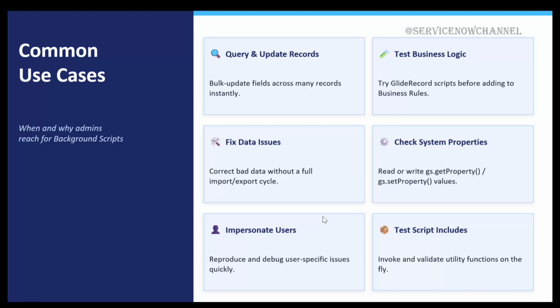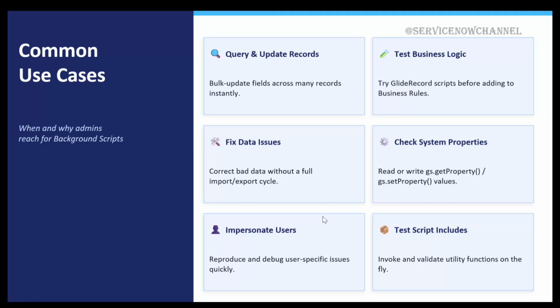Next, fix data issues. Let's take a database table where you see some data is not valid, so you need to update it with the correct data. At that time, background scripts are very helpful to run a script to update the incorrect value. It will fix the value. Next, impersonate users. It helps reproduce and debug user-specific issues very quickly.